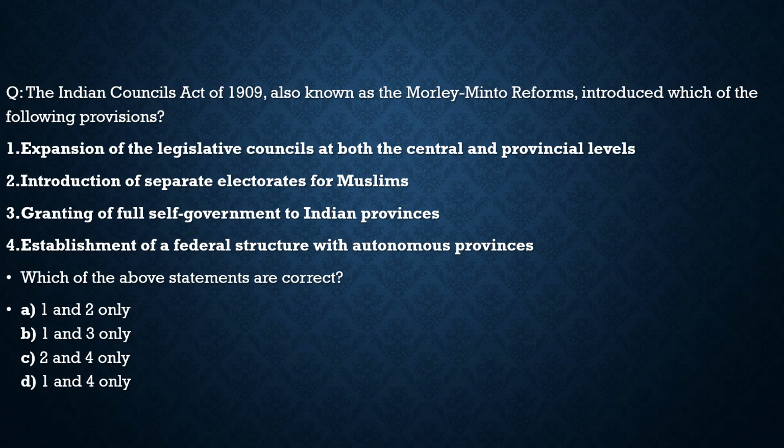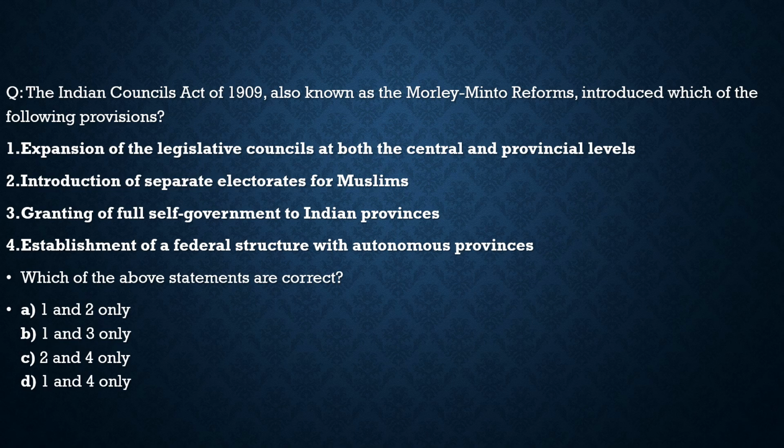Third, granting of full self-government to Indian provinces, no, totally incorrect. Fourth, establishment of a federal structure with autonomous provinces, also incorrect. No autonomous provinces were given. So for this question the correct statements are statement 1 and statement 2, and from the code given below the correct code would be option A. With this we completed our static topic also.